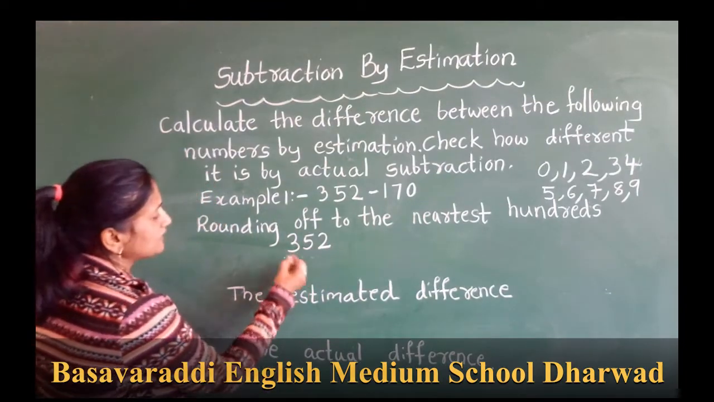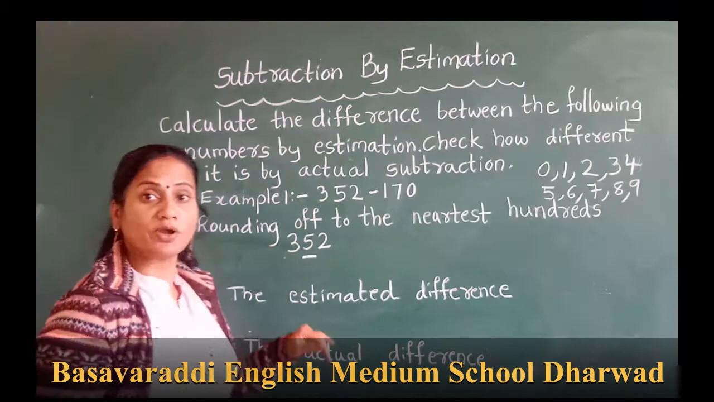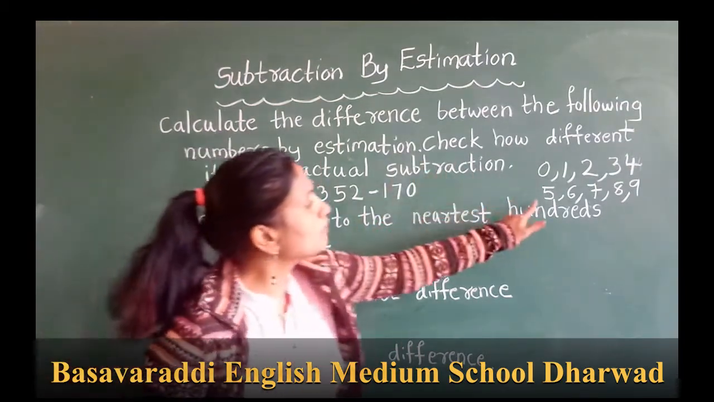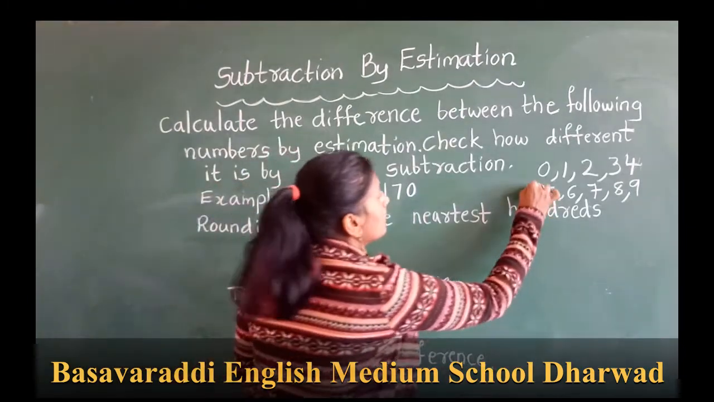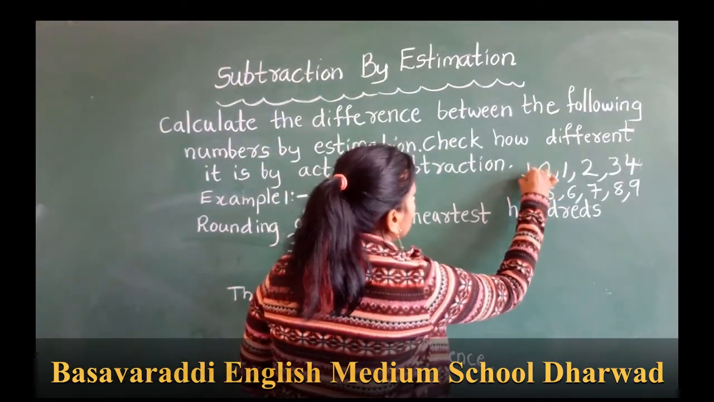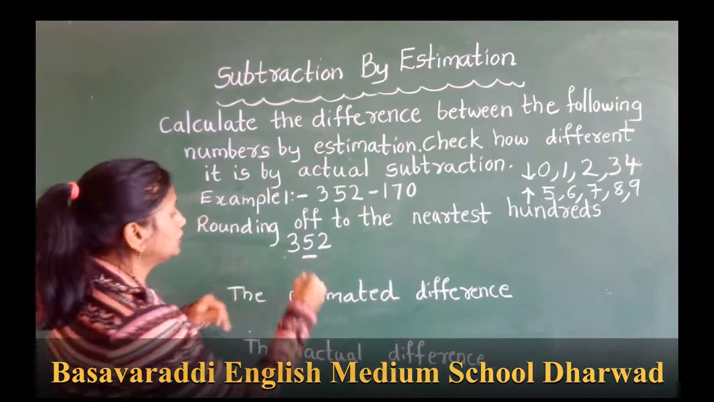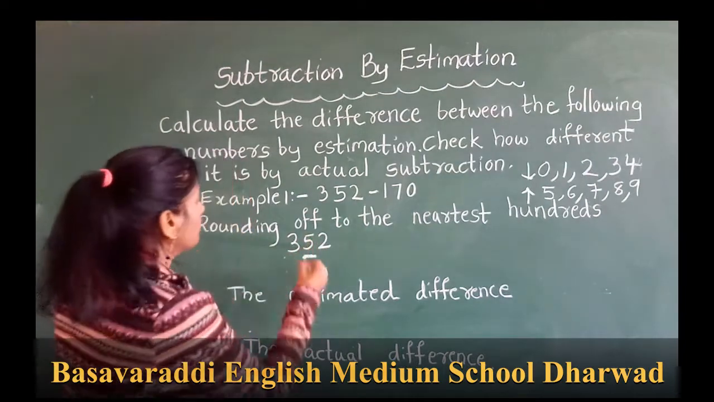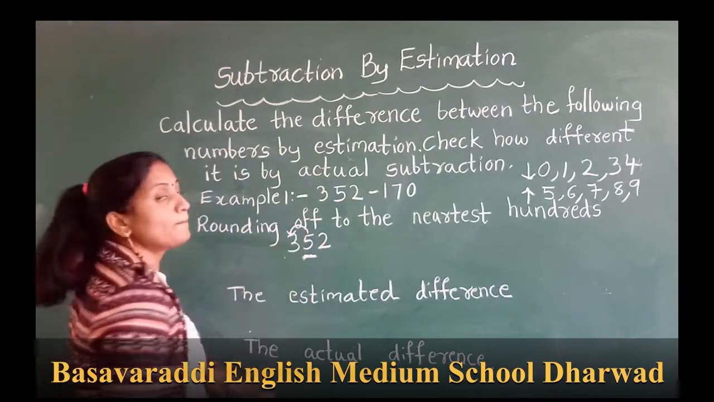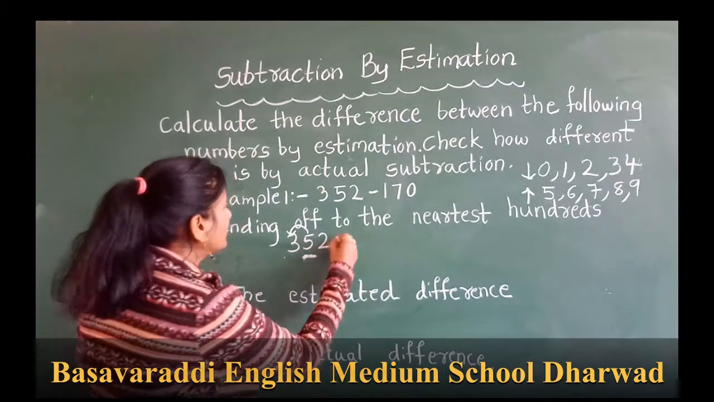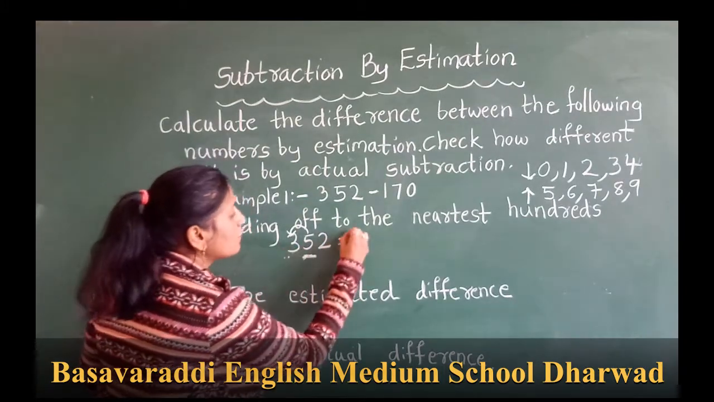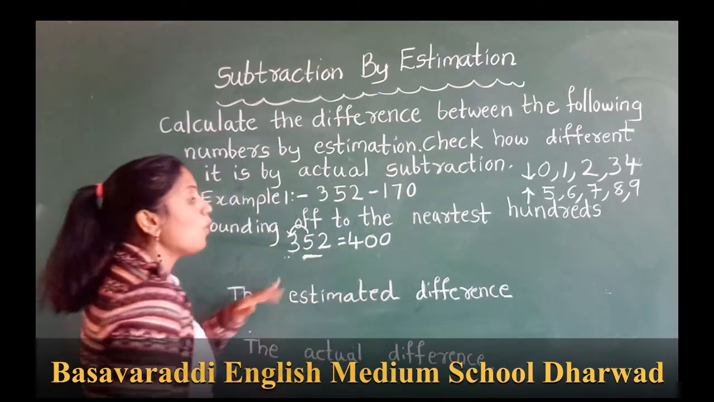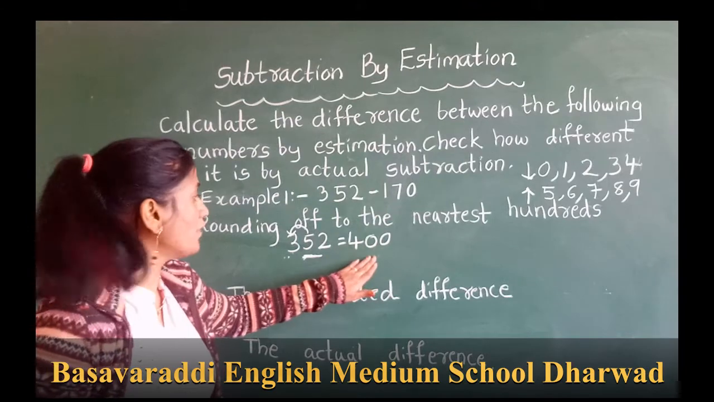So for the hundreds place, we have to see the tens place. Here is a 5. 5 means push up, and this is push down. So where are we pushing? We see the tens place, 5 is there, then we push to the hundreds place. So plus 1: 3 plus 1 is 4, and the tens place is 0 and the ones place is 0. Why? Because we are rounding up.